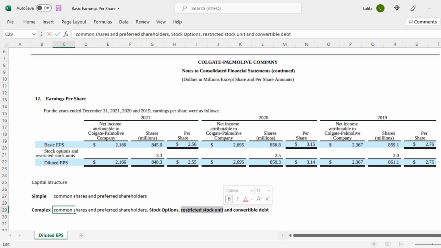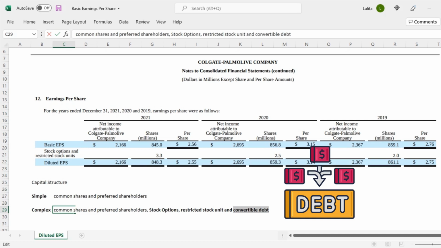Likewise, think of restricted stock units. Restricted stock units are nothing but actual shares which will be given to the employees if they stay in the company for a certain period of time. Next comes the convertible debt. In convertible debt, what happens is that this form of debt can convert into actual shares at a predetermined price. When it happens, the overall number of shares will increase, right? So that again leads to dilution.